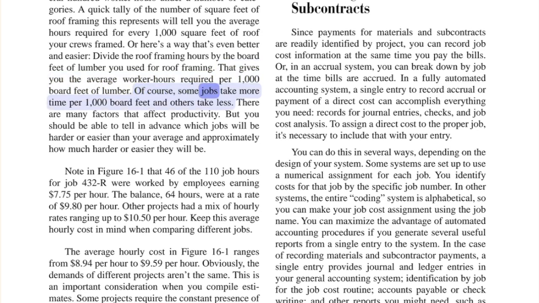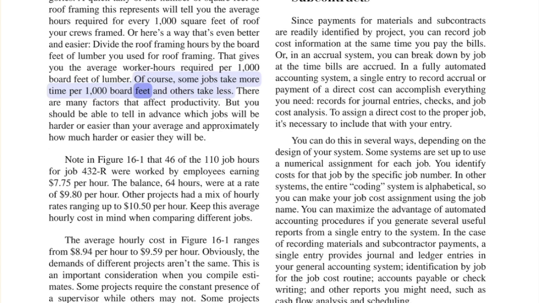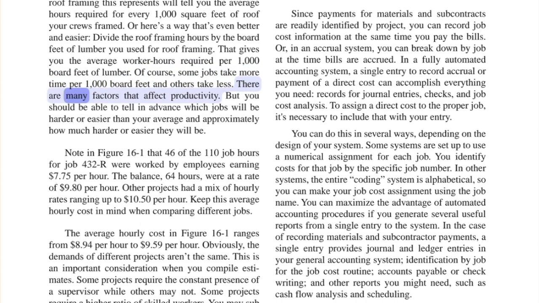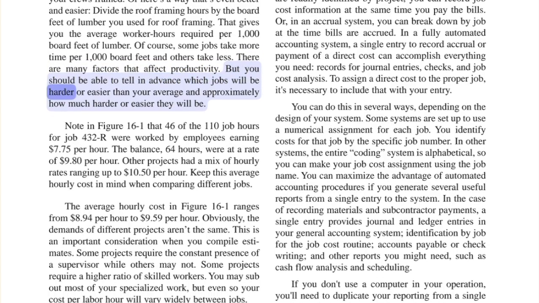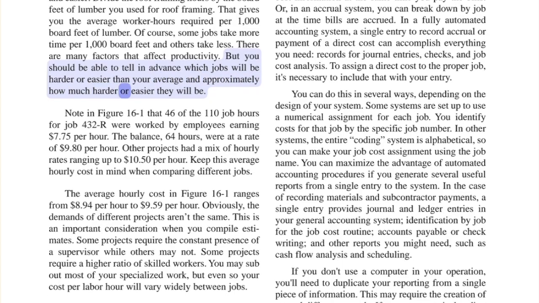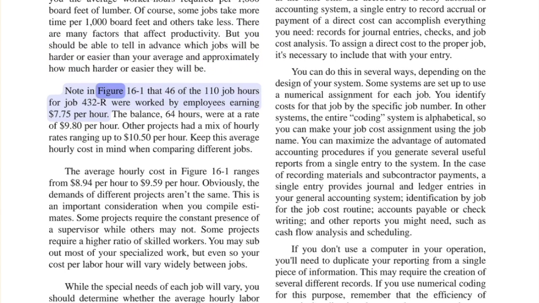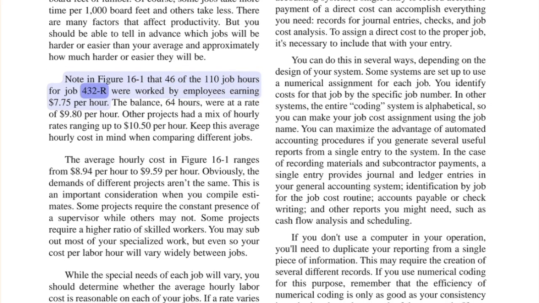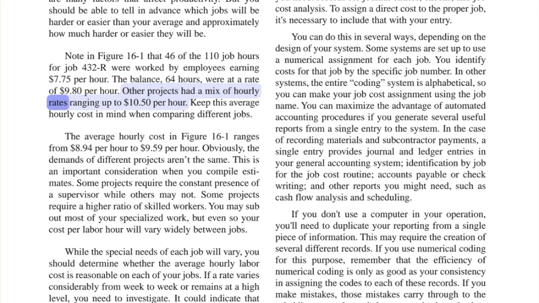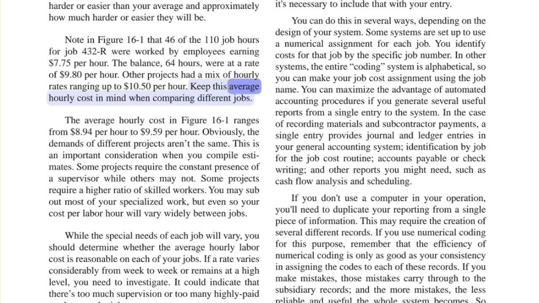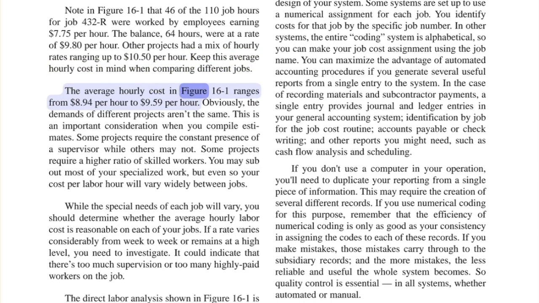Of course, some jobs take more time per 1,000 board feet, and others take less. There are many factors that affect productivity, but you should be able to tell in advance which jobs will be harder or easier than your average and approximately how much harder or easier they will be. Note in Figure 16-1 that 46 of the 110 job hours for job 432 were worked by employees earning $7.75 per hour. The balance, 64 hours, were at a mix of hourly rates ranging up to $10 per hour. Keep this average hourly cost in mind when comparing different jobs.